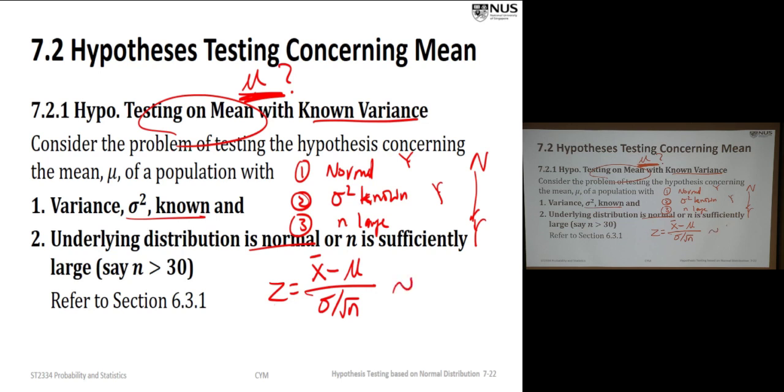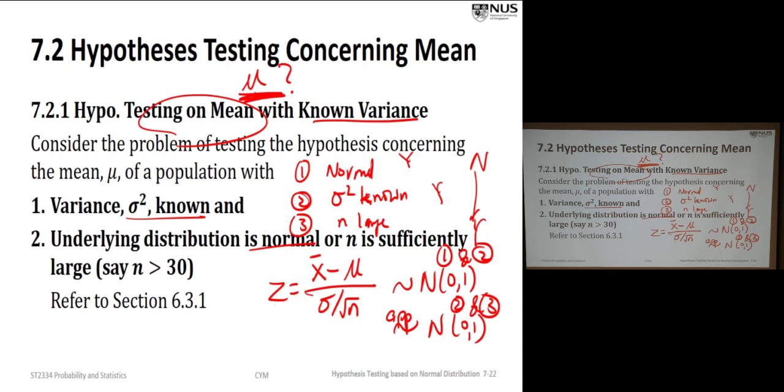This one will be normally distributed with mean 0 and variance 1 if you have conditions 1 and 2. And this will be approximately normal if you don't have 1, but you have 2 and 3. All right? You don't need the underlying distribution if your sample size is big. All right? So now I have the test statistic and I know the distribution.